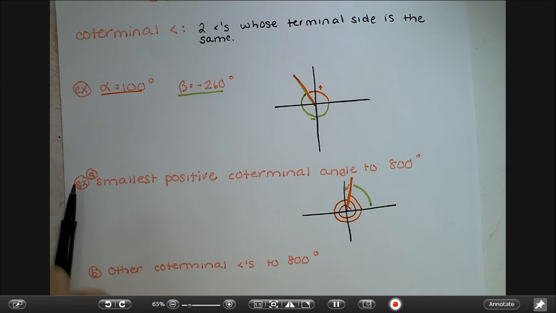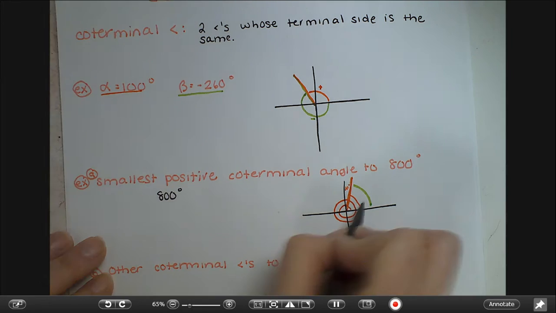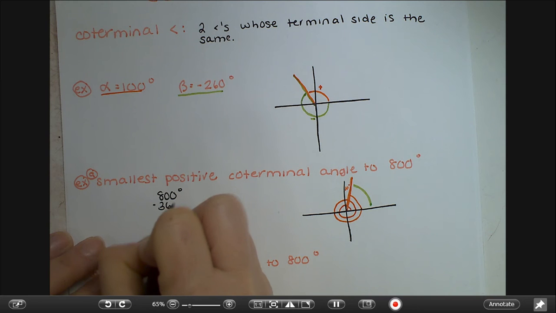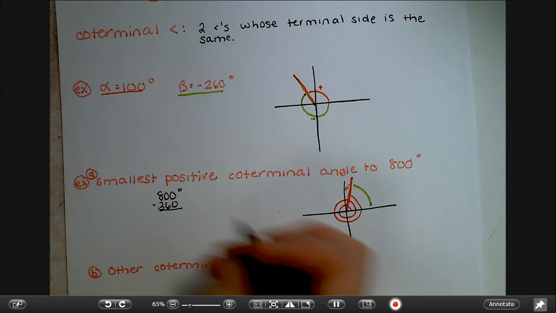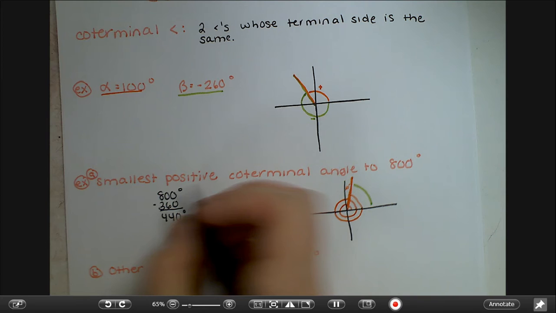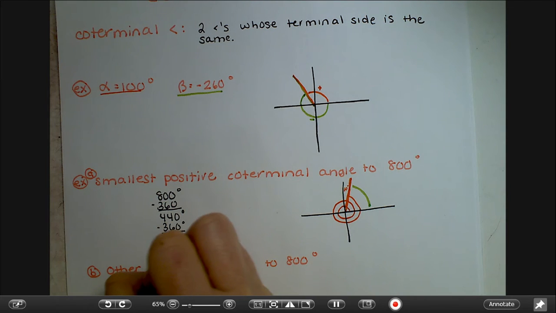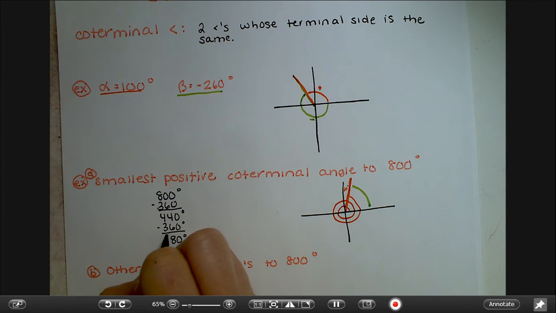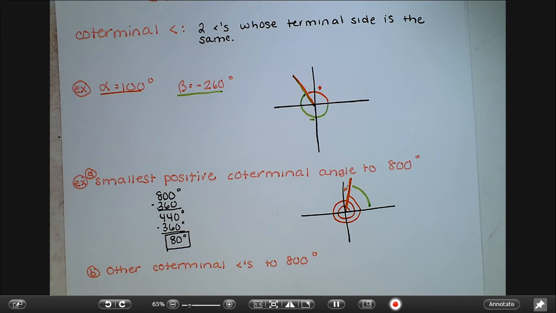And the way that you find that is you would take your 800 and you would say, all right, I need to figure out what that piece is. And you would just subtract 360 again and again. That's 440, and minus another 360 would be 80. So the smallest positive coterminal angle for 800 is 80.